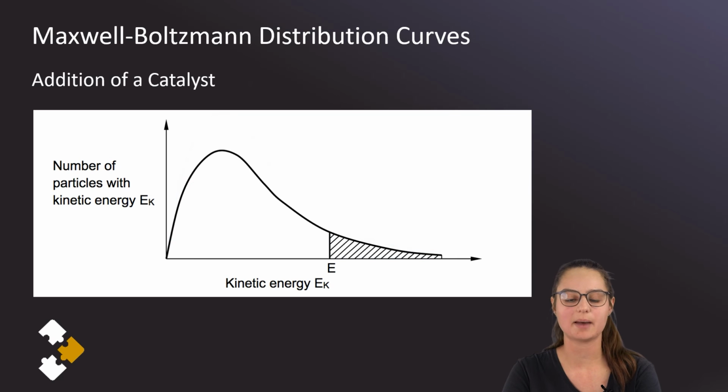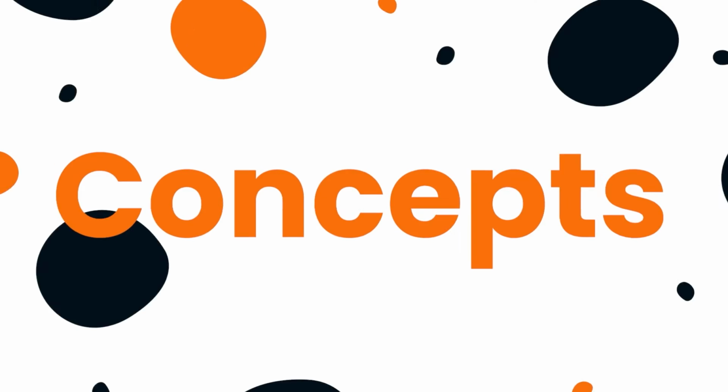And what might happen if we add a catalyst? Well, we know that catalysts decrease our activation energy. So now our activation energy is going to be somewhere there, like in green as indicated. And you can see the area under the curve now increases. So we're going to have more particles with sufficient kinetic energy to perform an effective collision, which means the rate of the reaction increases.